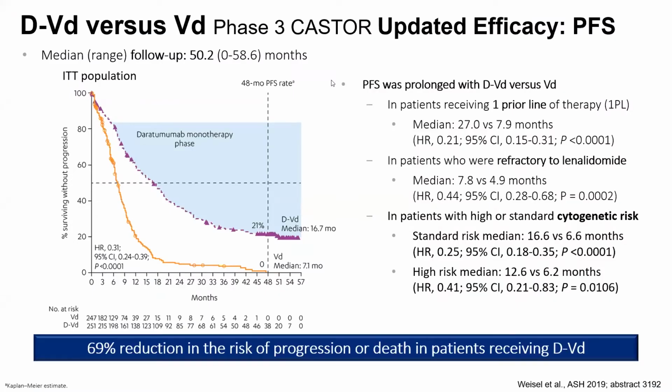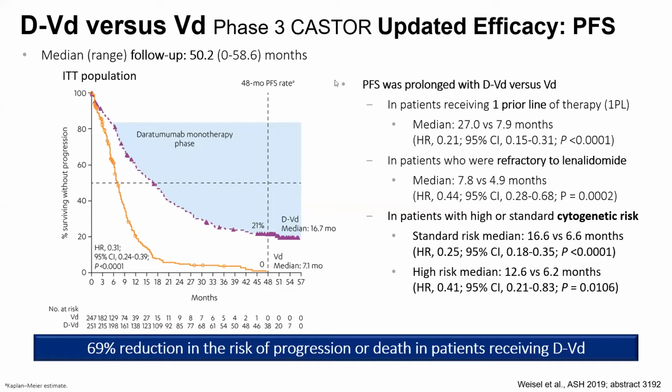Here, when daratumumab is added to Velcade Dexa versus VD, this is the CASTOR trial, updated efficacy for progression-free survival. Definitely there is an improvement in the intention-to-treat population graph, as you can see, at 48 months, with a progression-free survival of 16.7 median months compared to 7.1, as we mentioned before. More elaboration on that, actually: progression-free survival was prolonged with DVD versus VD.